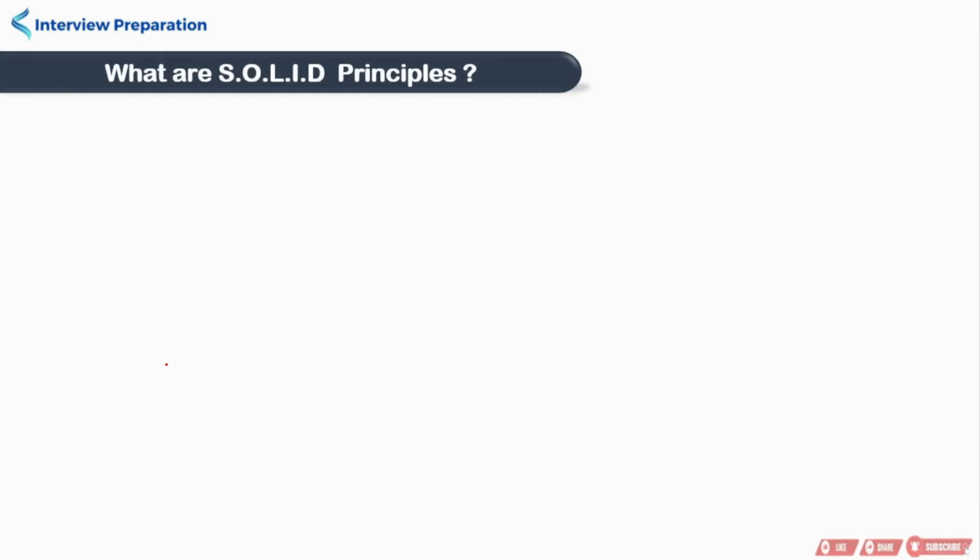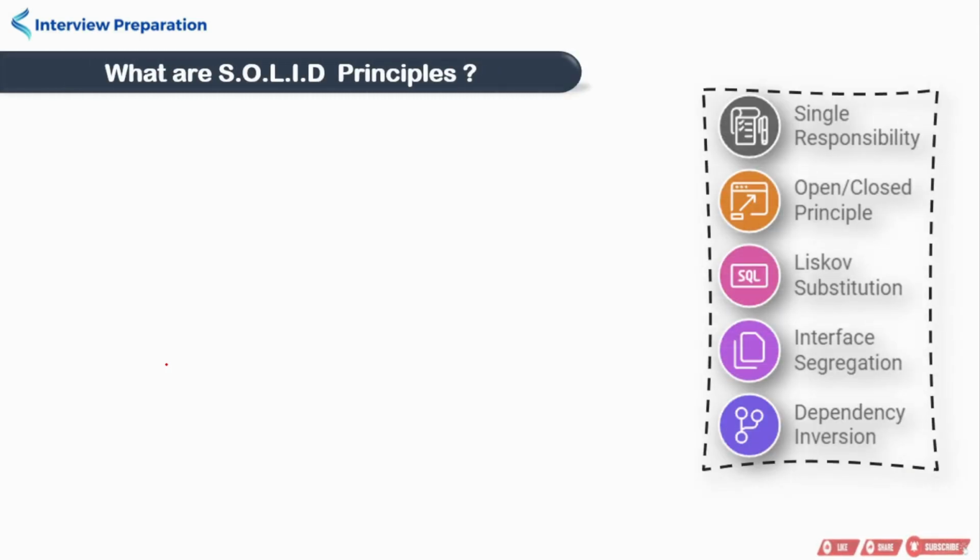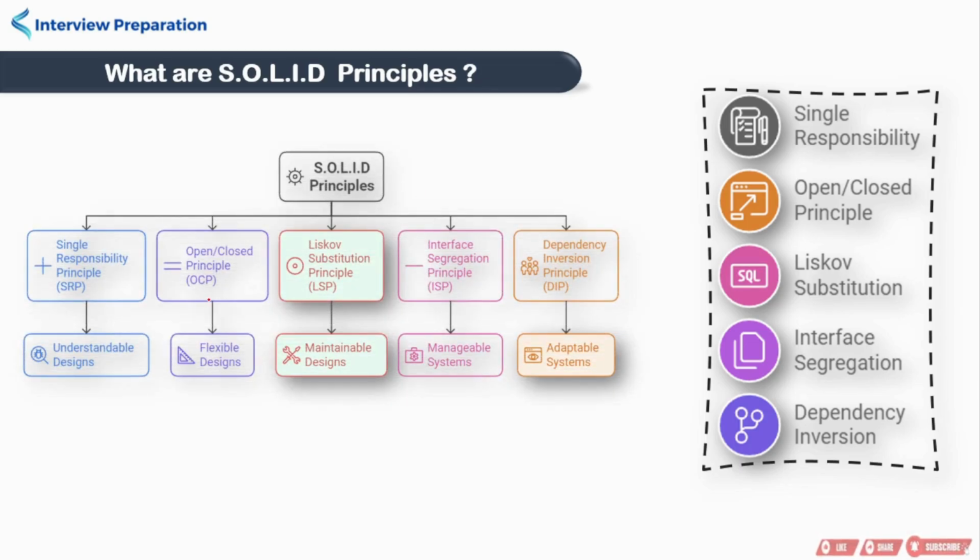What are SOLID principles? The SOLID principles are a set of 5 principles intended to make software designs more understandable, flexible, maintainable, and easier to manage and adapt over time. By adhering to the SOLID principles, developers can reduce the risk of introducing bugs and improve the overall quality of their code. This video explores each of the 5 principles and their significance in software development.